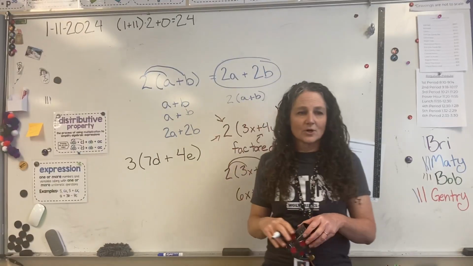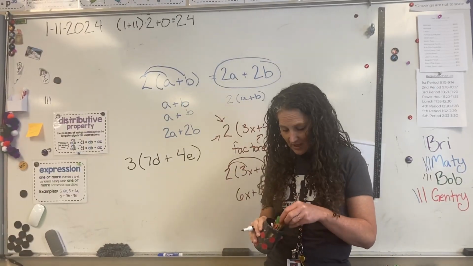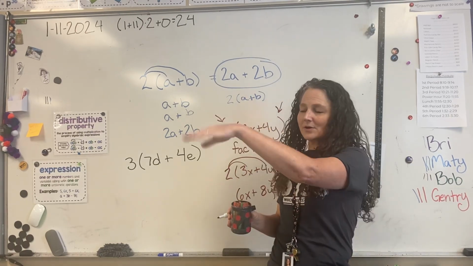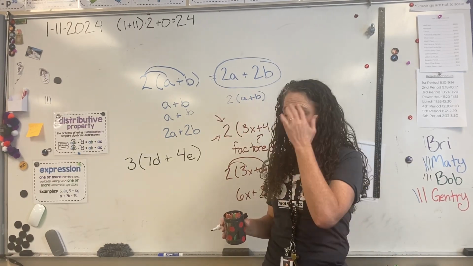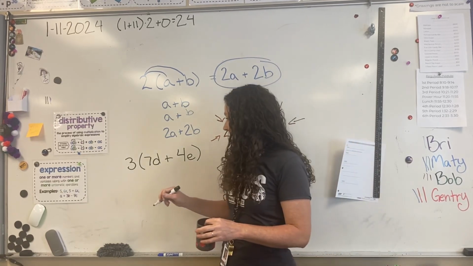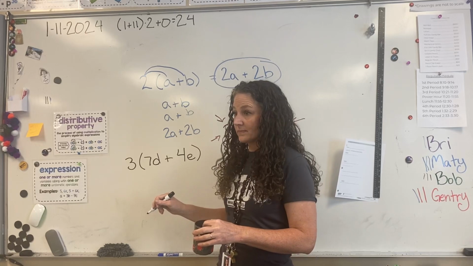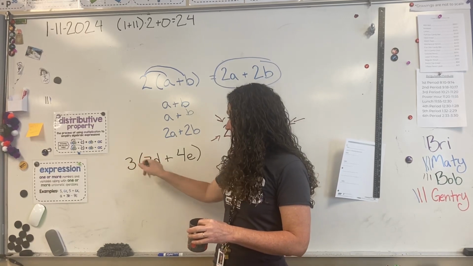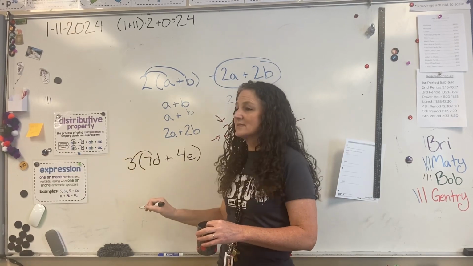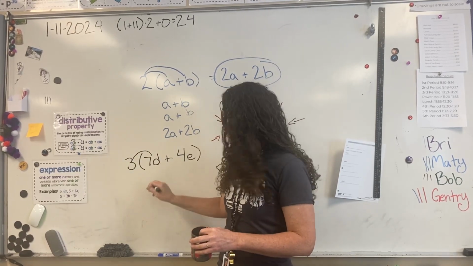Quincy is super eager, but we'll see if I choose Quincy's popsicle stick. Kit, come up. What do I do first, Kit? What do I multiply first? You multiply the 7 and the 3 first. What about the d? And the d. Okay, so 3 times 7d. What's 3 times 7d? 21d.